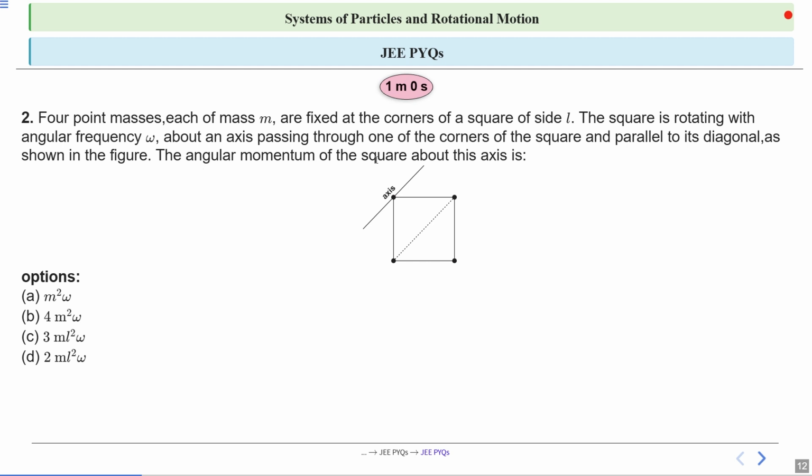The angular momentum of the square about this axis is what? So here you have to find out the angular momentum about this axis. Given options: option A is m L square omega, option B 4m L square omega, option C 3m L square omega, and option D 2m L square omega. So which option is correct? Please solve this question. You have some time.